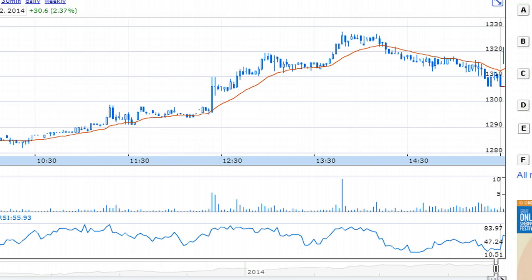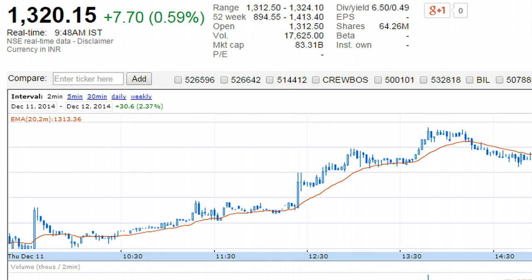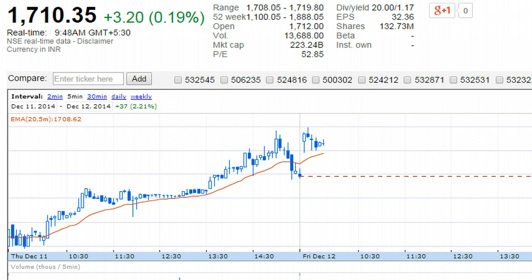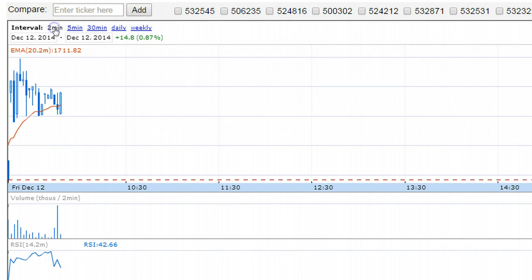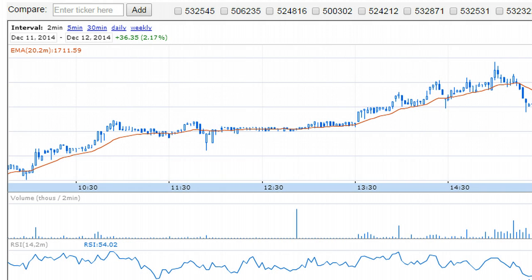So similarly, I bought Divi's Lab yesterday. So I'll again show you Divi's Lab. Divi's Lab looked exceedingly good in the morning, and I entered near the EMA line, and it was sluggish for a period of time, but then it eventually went up.